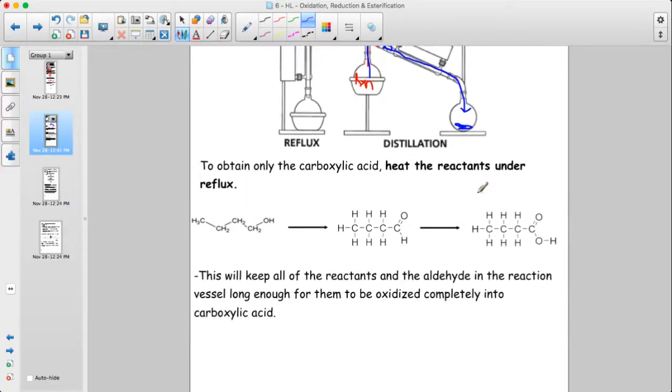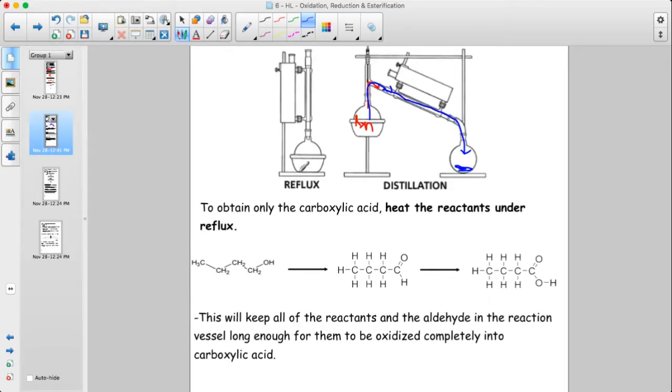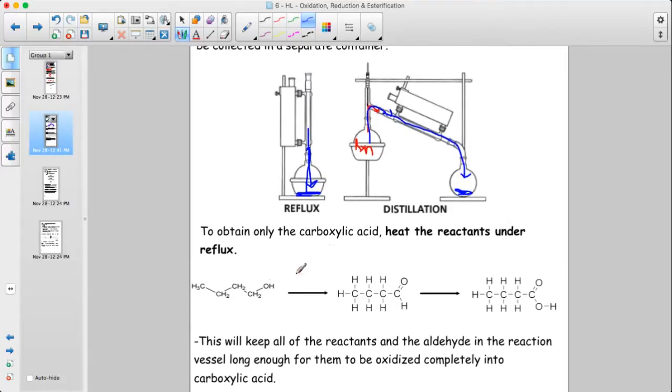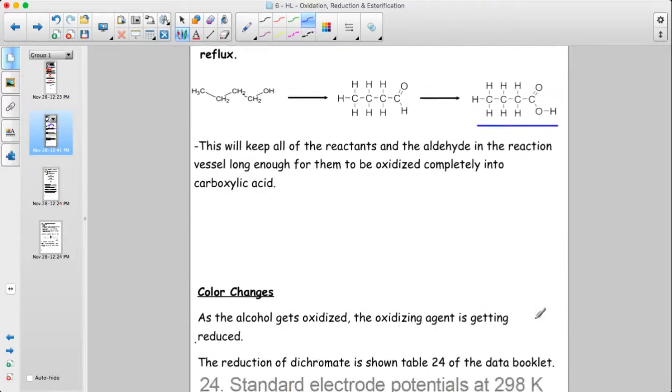Now, if you only want to obtain the carboxylic acid, then you should do heating under reflux, which I showed the other day for a different reaction. If you have the reaction happening here, the condenser is set up vertically so that things recondense and fall back into the reaction mixture. It essentially keeps everything in the reaction mixture and allows them to be completely reacted, and in this case, completely oxidized. So it's not that you don't form the aldehyde, it's just that as the aldehyde boils off, it's forced to recondense back into the reaction container so that it can then be fully oxidized into the carboxylic acid. So those are the two different techniques, and you would be expected to know which goes with which.